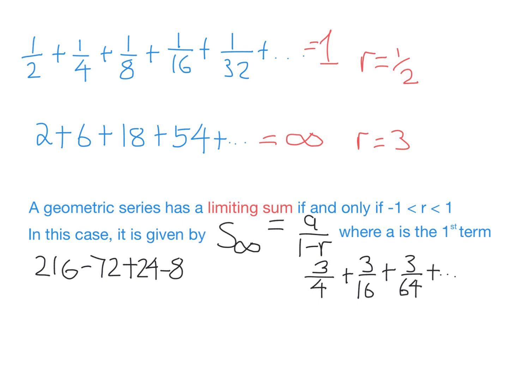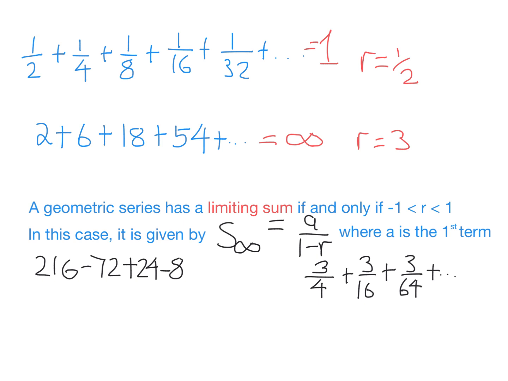So what actually happens is that a limiting sum exists if and only if R is between -1 and 1. That's why this had a limiting sum and this didn't. See, if R is between -1 and 1, that ensures that each subsequent term is getting closer to 0. And that means that the more terms you add, the terms are becoming so much smaller. They don't add as much to the total.